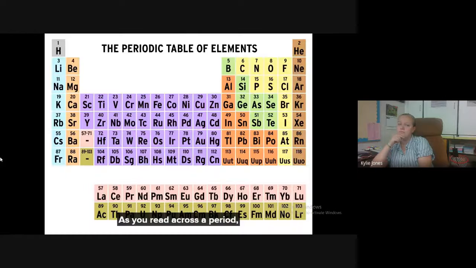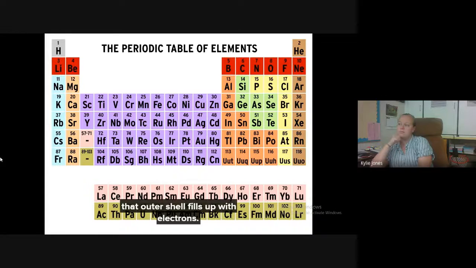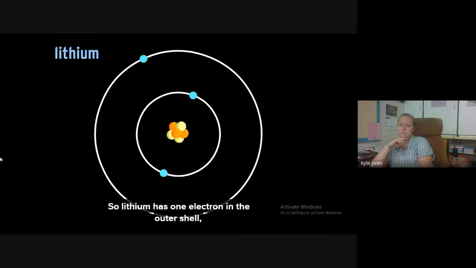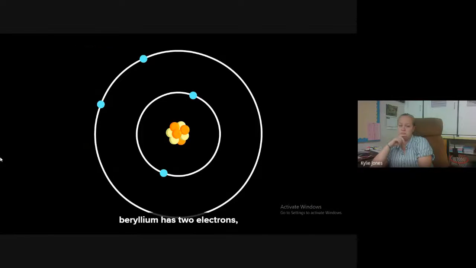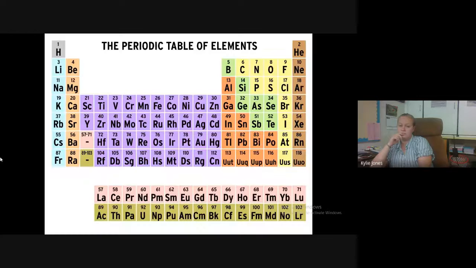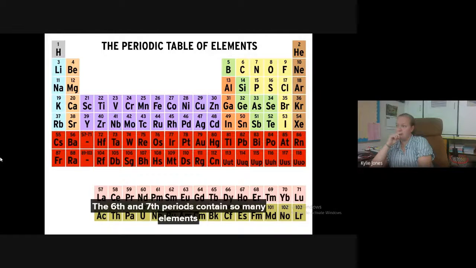As you read across a period, that outer shell fills up with electrons. So lithium has 1 electron in the outer shell, beryllium has 2 electrons, boron has 3, and so on. By the time you get to the far right side, the outer shell is completely full. The 6th and 7th periods contain so many elements, scientists took some out and put them underneath.